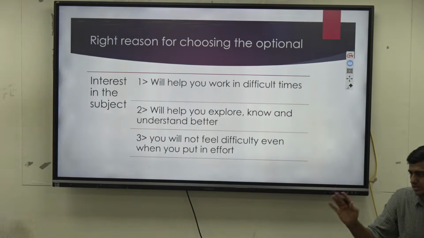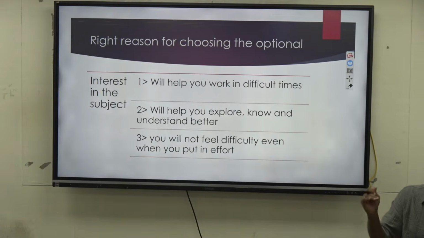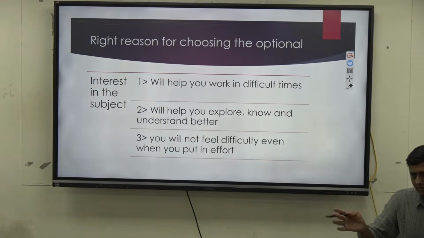Then it's better you change it also sometimes. A lot of people change optionals, from sociology, PSR, they'll come to PABAD. From PABAD, they may go to PSR. From PABAD, they may go to Kannada. From Kannada, they have come to PABAD. It keeps happening here and there.